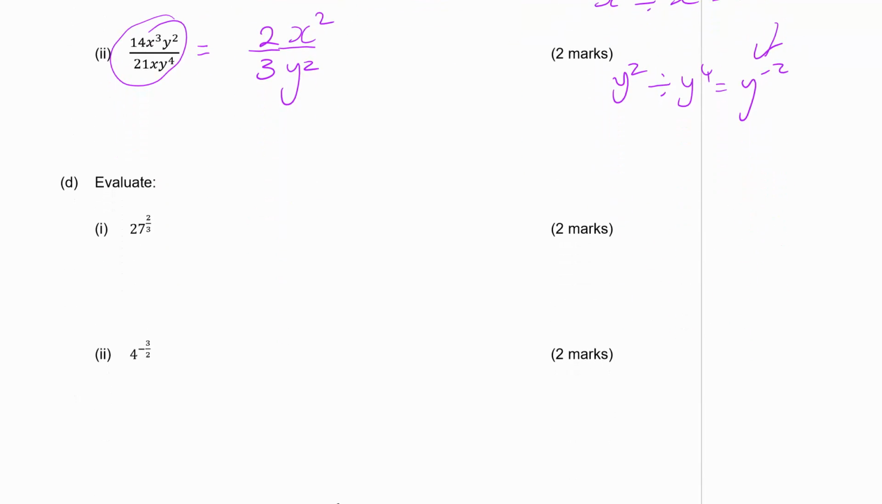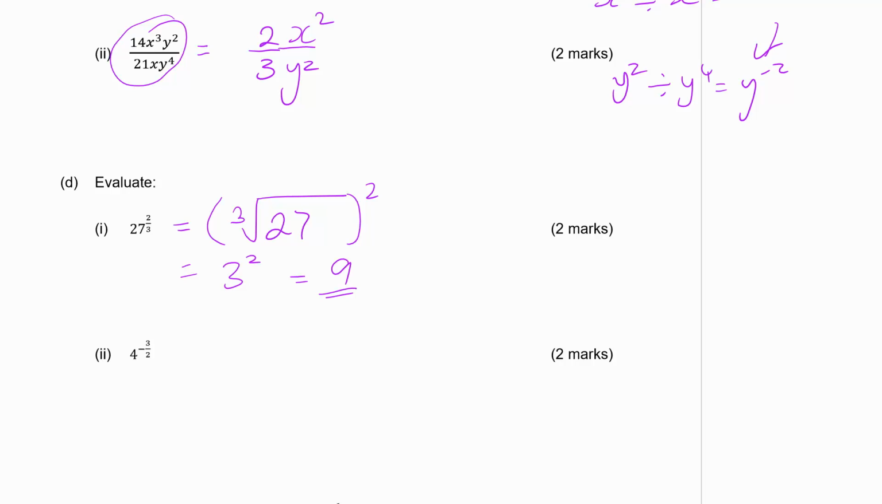27 to the 2/3. Now you need to remember the meaning of the 2/3 index. What it means is the 3 on the bottom of that means we're taking a cube root and then we're squaring it. Well, the cube root of 27 is 3, so it's just 3 squared, and so the answer to that one is 9.